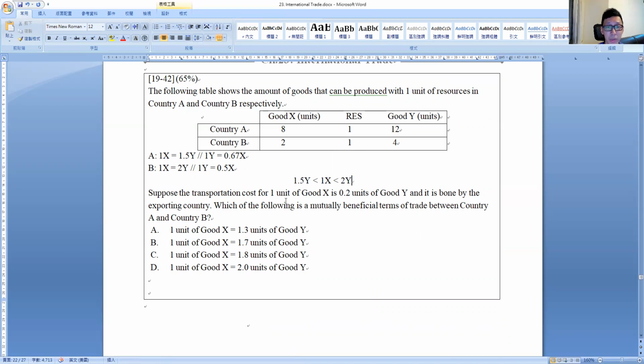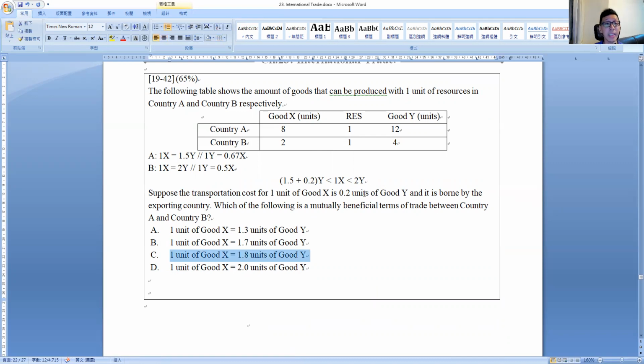Now, suppose the transportation cost is 0.2 unit of good y, and it's borne by the exporting country. Okay, exporting country. Now remember, export. Which one is export? The cheaper one is export. So plus 0.2. And only one of the answers would lie between 1.7 and 2. That would be here, answer C.